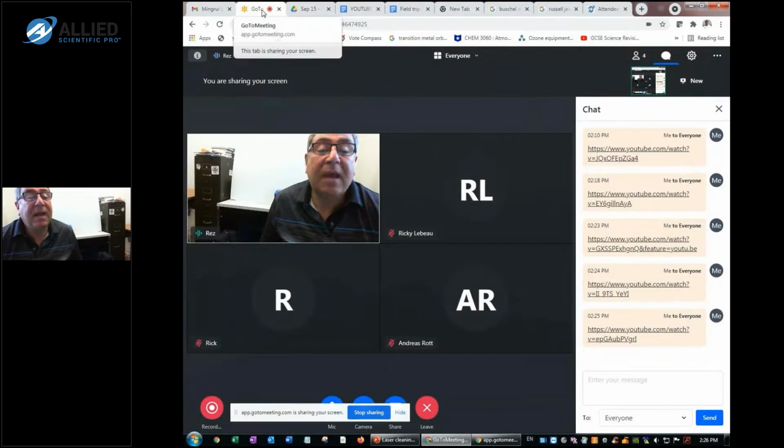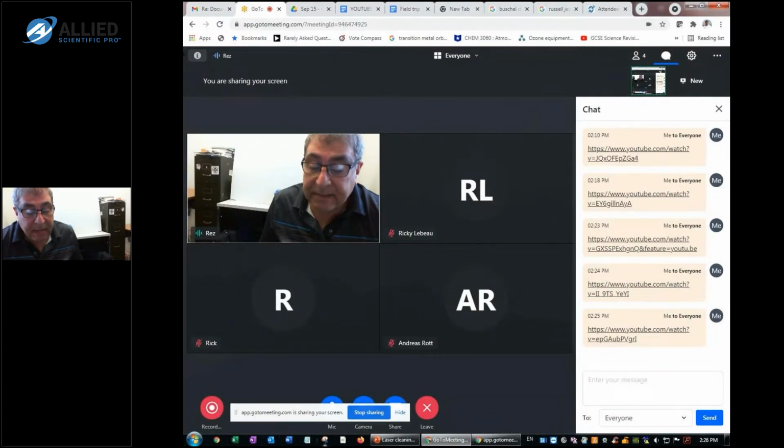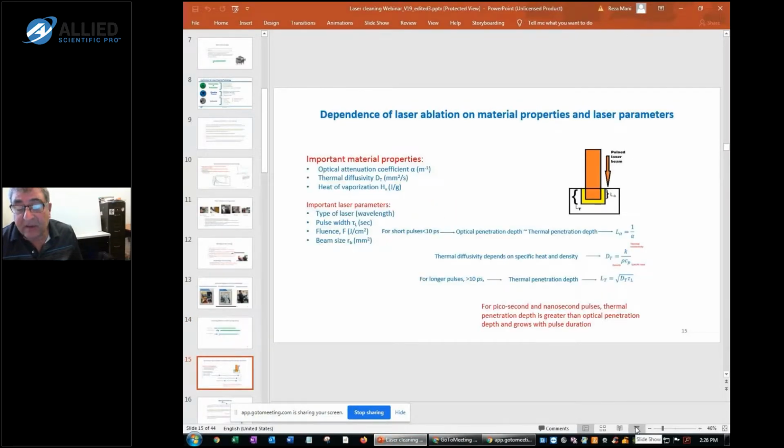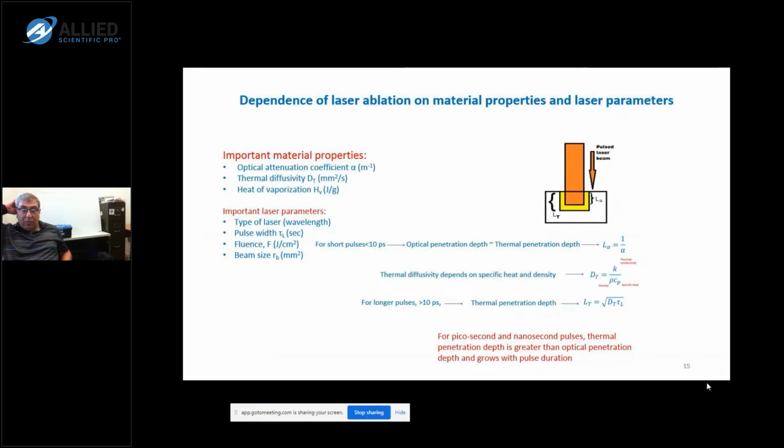Okay, so that was that. So next, we would move on to physics, the physics of laser cleaning. So what are the important material properties and laser parameters that we should consider when we want to clean a surface? The optical attenuation coefficient, alpha, depending on the material, is quite important.